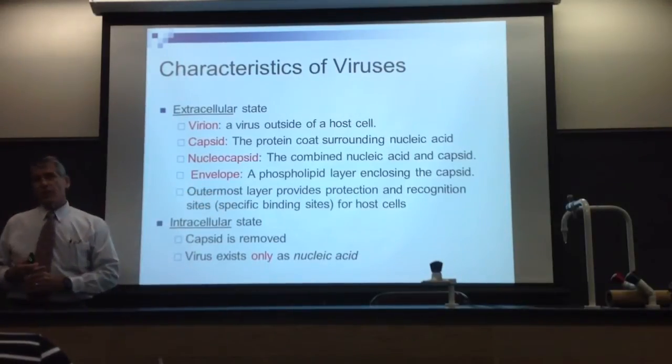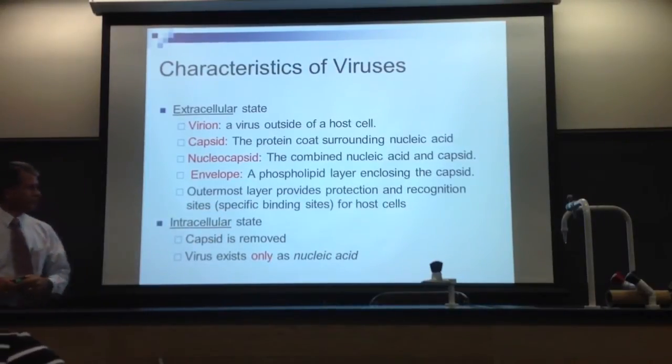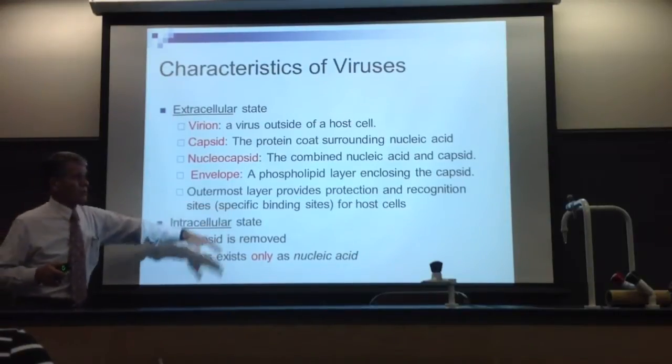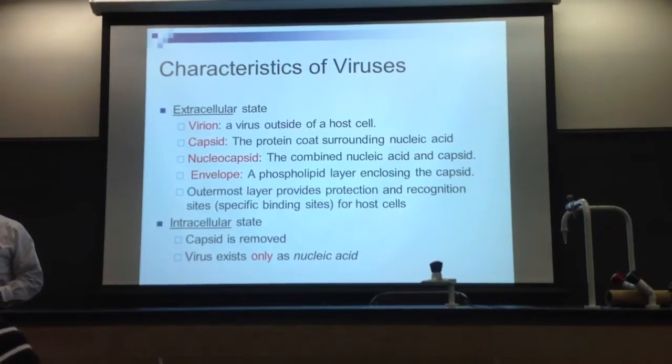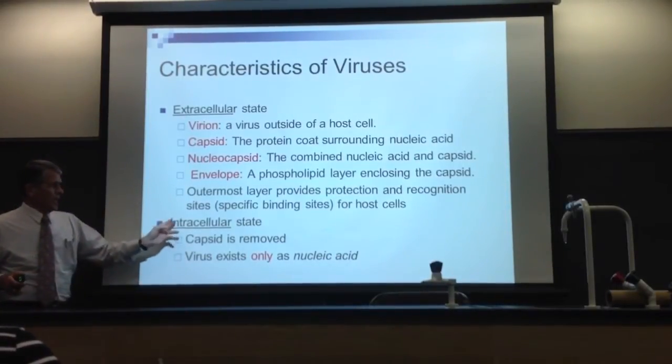This outermost layer with these specific receptors, I should put that in red, is very important because it causes that virus to be specific for a specific kind of cell that it will infect. That outermost layer provides the specificity for what a virus attacks. And we'll talk more about that.